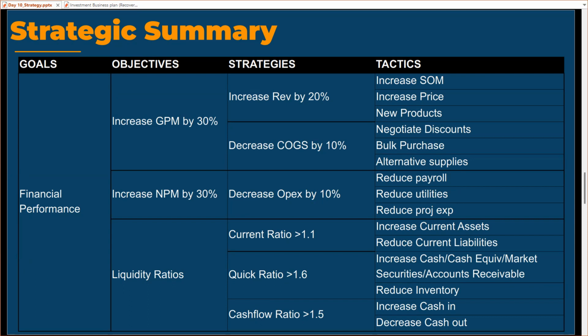Now the cash flow ratio, we also want to keep it above a certain number, so that the money coming into the business is more than the money leaving the business. So we have a retainer, we are liquid. So this is the corporate target.